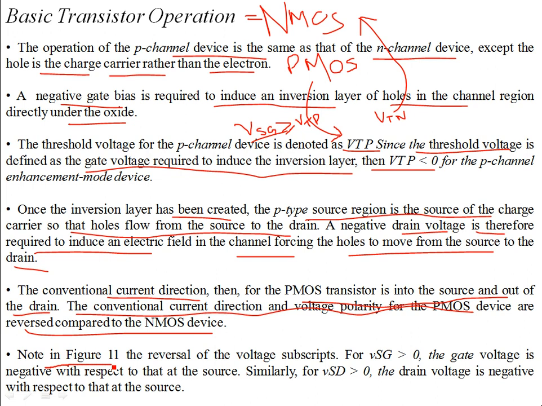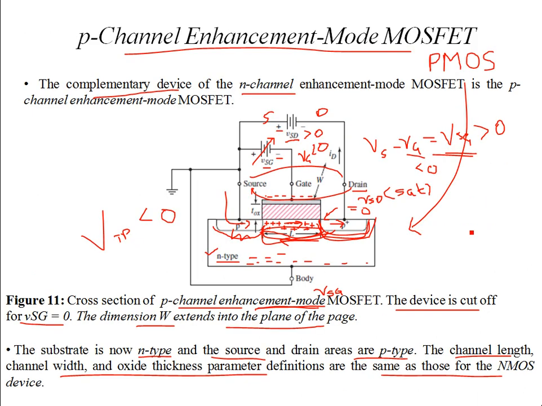Note that in figure 11, the reversal of the voltage subscript VSG has made it a positive quantity. The gate voltage is negative with respect to that of the source. Similarly, VSD is also positive, because VD is negative. The drain voltage is negative with respect to that of the source, so this is also a positive quantity. So the notations are changed as we have discussed. You don't have VDS or VGS, you have VSD and VSG. You have a negative terminal at the gate and a negative supply of VSD at the drain terminal.